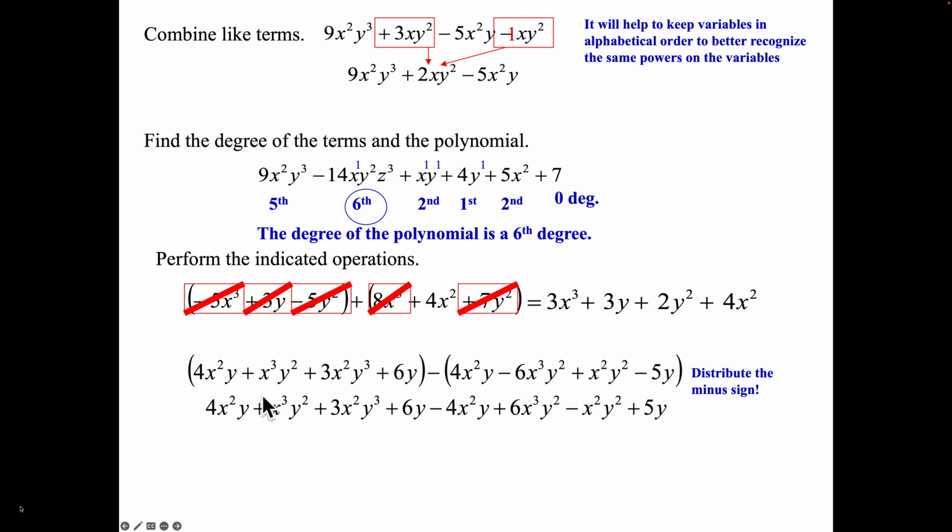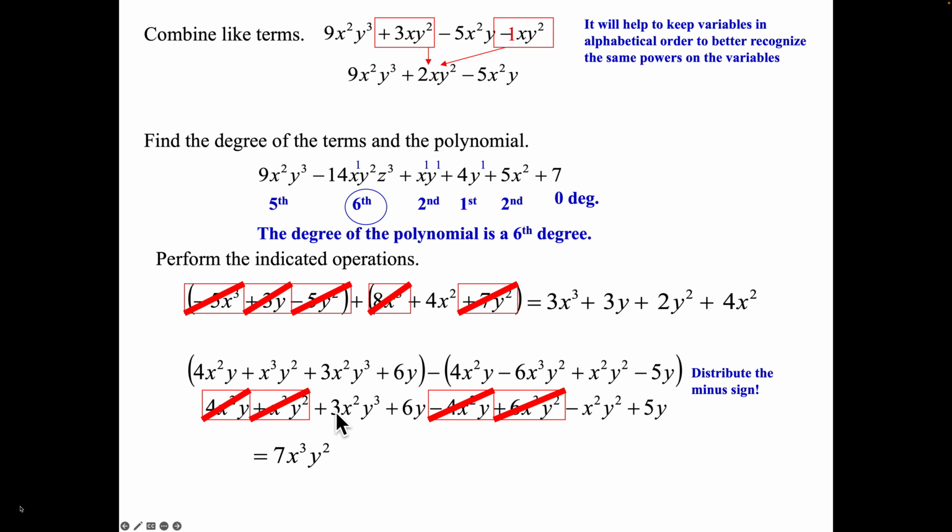Well, again, like I said, start with the far left. I have a 4x squared y, looking for another one here. Oops, wait a minute, it's a minus 4x squared y. They cancel out, they're opposites. Now I'm looking for an x cubed y squared. Here's an x cubed y squared. Add those together to get 7x cubed y squared. 1 plus 6 is 7.